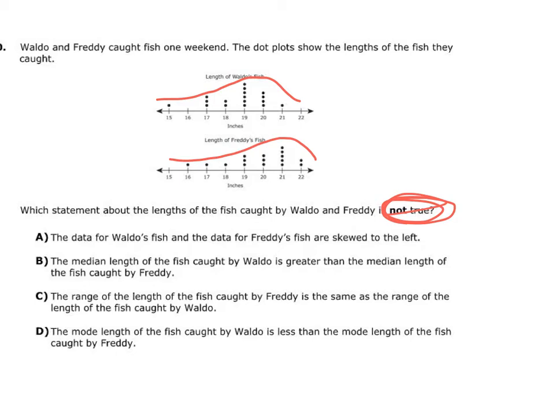And that would be true. They're both skewed to the left. Okay, for letter B, the median length of the fish caught by Waldo is greater than the median length of the fish caught by Freddie. So the median, we need to look for what that is.